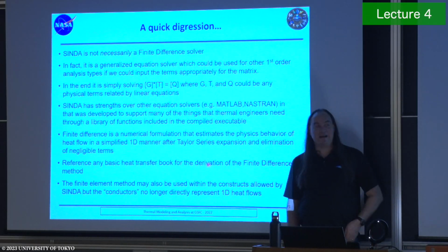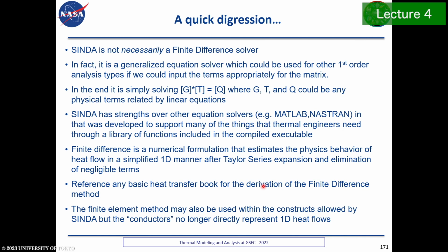It's not necessarily a finite difference solver. It doesn't have to be finite difference. It's a generalized equation solver for a first-order linear equation. So it's really solving a G matrix times T equals Q. They could be any terms defined by that equation. But CINDA does have strengths over other equation solvers like MATLAB or Nastran, in that it was developed to support many of the things that thermal engineers need. They've got heater routines. They've got time-varying loads. It handles radiation. It has functions for dealing with phase change. It's really tailored and designed for things that thermal engineers need.